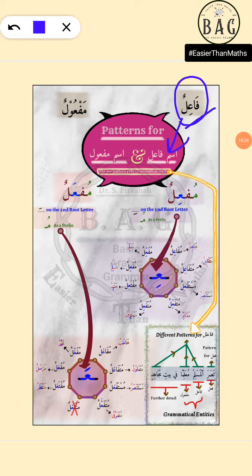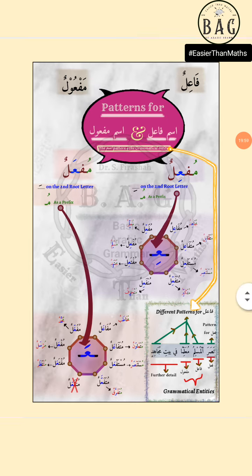Okay. Once again, you should also be familiar with the pattern of maf'ulun. Once again, not the grammatical entity, but the pattern of maf'ulun. For example, mahmudun, mashghulun, makhluqun. Alright, so on and so forth. So you guys already know that these two patterns exist, okay? Fa'ilun and maf'ulun. Maf'ulun, of course, is a pattern for ism maf'ul, and fa'ilun is a pattern for ism fa'il, right?